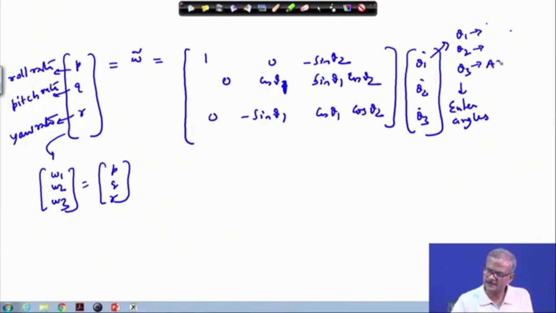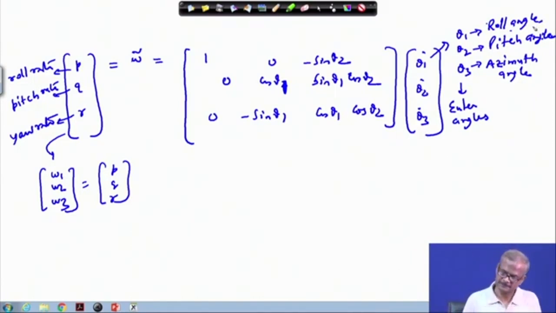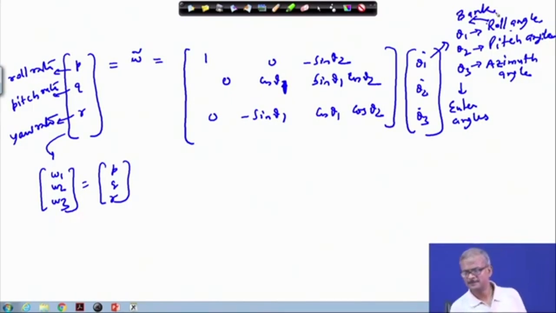Okay. So, this is called the azimuth angle. This one is called the pitch angle. And this is the roll angle. Roll, pitch and azimuth angle, or the proper notation for this is the bank angle, for the case of the aircraft. In this case, if you want, you can just say that these are the roll, pitch, and yaw angles, but this is not the correct term. The correct term is azimuth angle, pitch angle, and the bank angle.